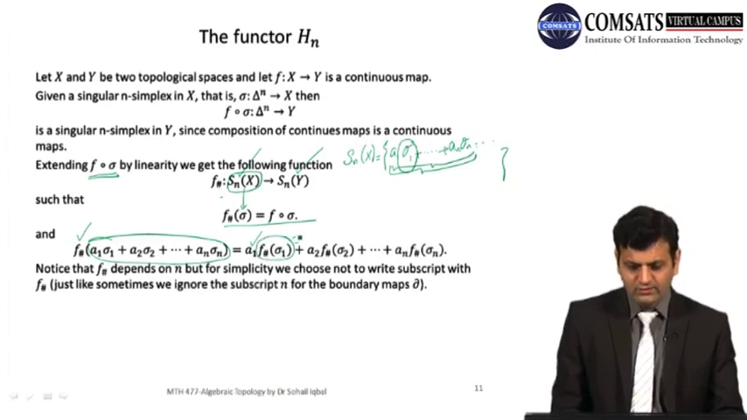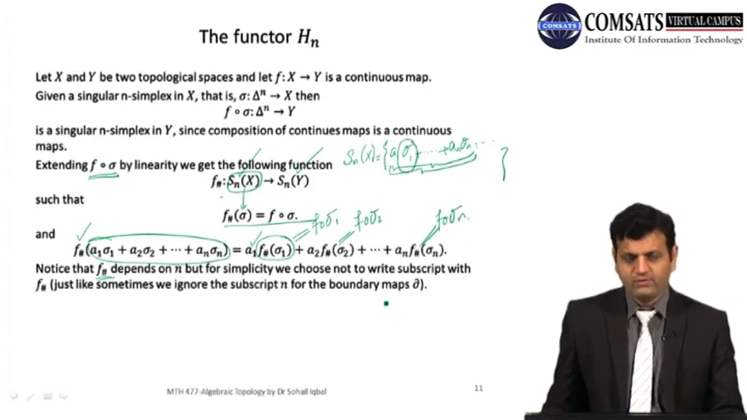Now I know how to calculate this, because this is just equal to f composition sigma 1, this is just equal to f composition sigma 2, and so on, and this is just equal to f composition sigma n. Notice that this f hash depends on n, but for simplicity we choose not to write the subscript with f hash, just like sometimes we ignore the subscript n for the boundary maps partial.